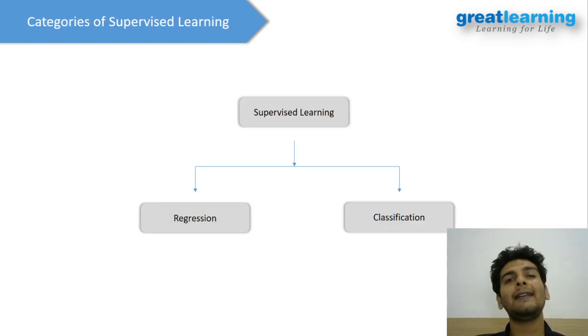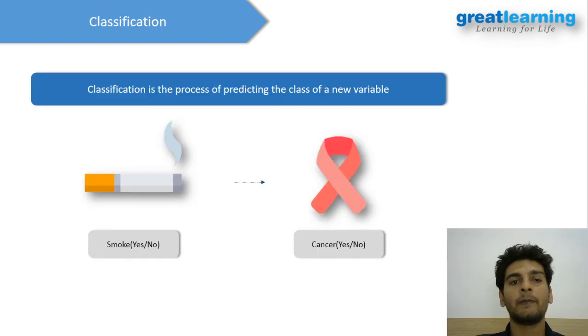Now, supervised learning can further be divided into regression and classification algorithms. So we'll start off with classification algorithms. Classification is the process of predicting the class of a new variable. And you have to keep in mind that when it comes to classification, the dependent variable is categorical in nature, right? So let's take this example.